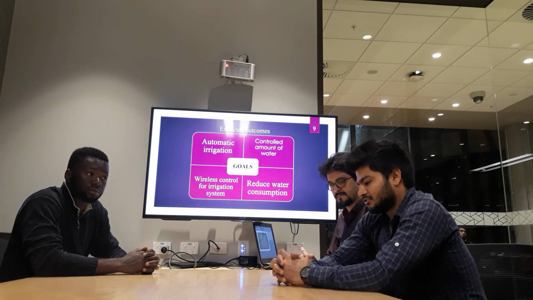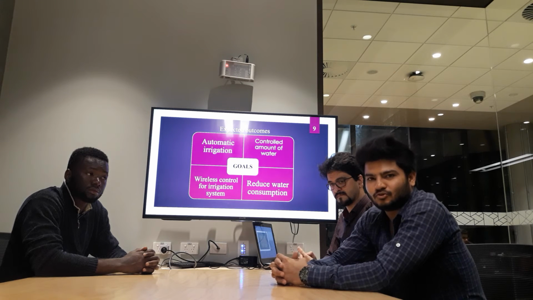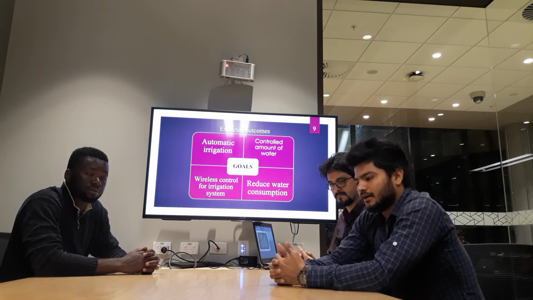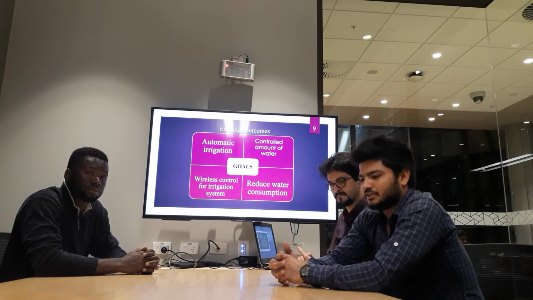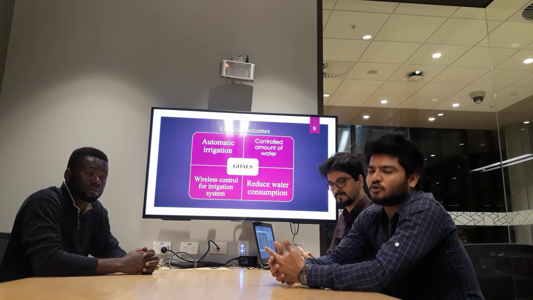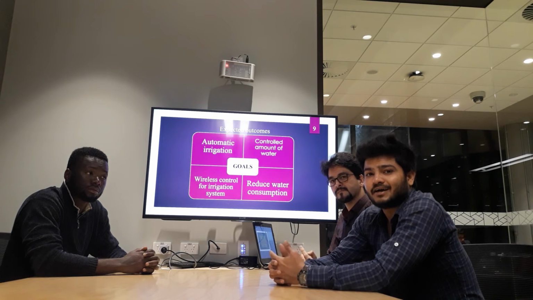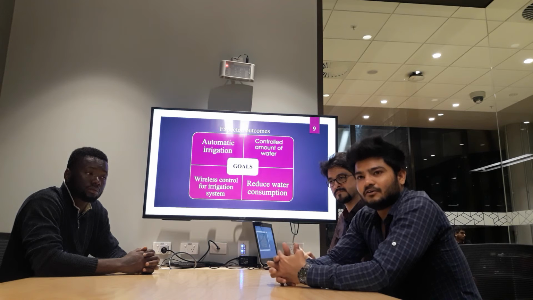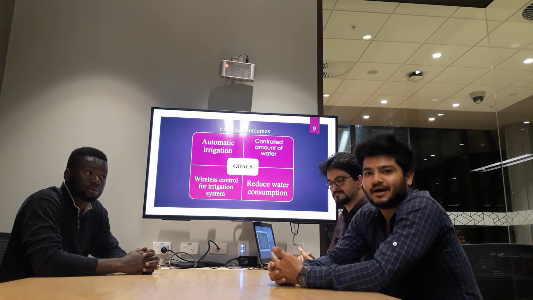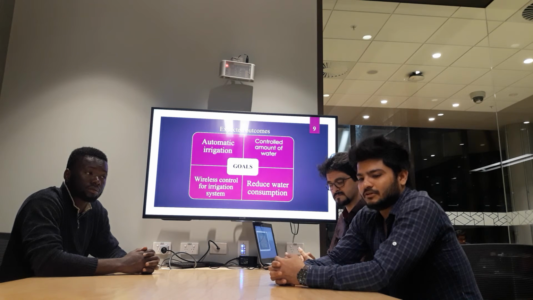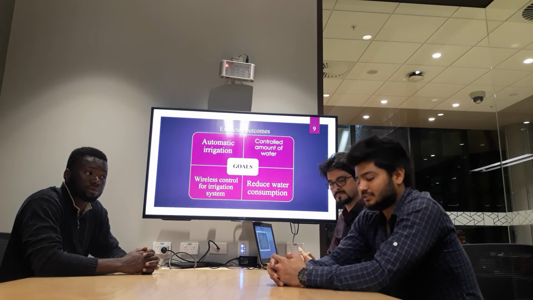Thirdly is wireless controlled irrigation. As I told you before, we are using a SIM900 module, which is a GSM module. It operates with the mobile, so it's a wireless irrigation system. We just need a telecom network, and then it will operate automatically and wirelessly. So it's a totally wireless irrigation system.